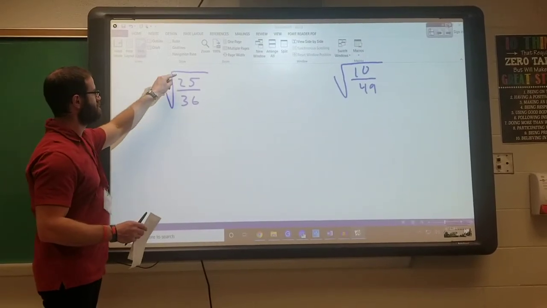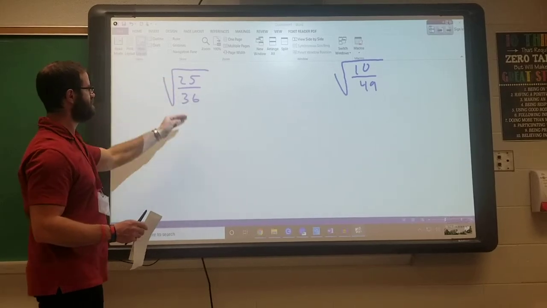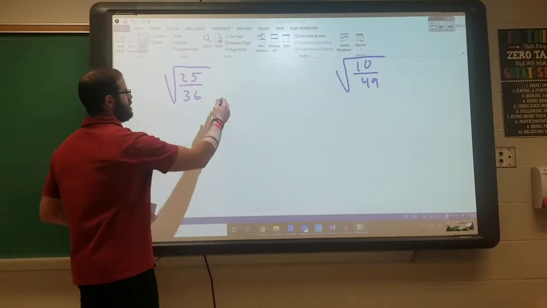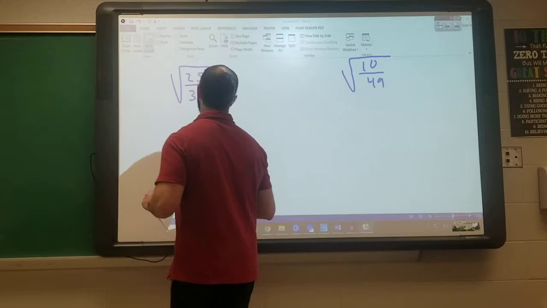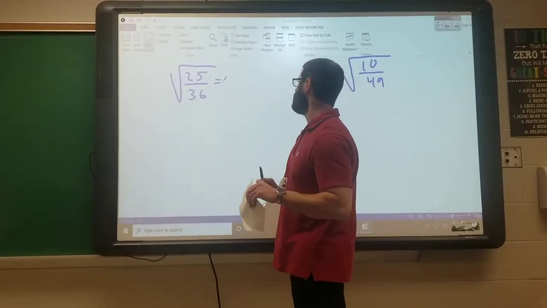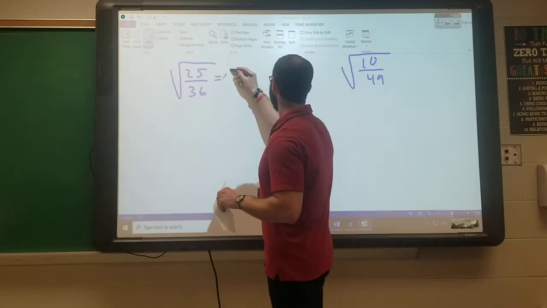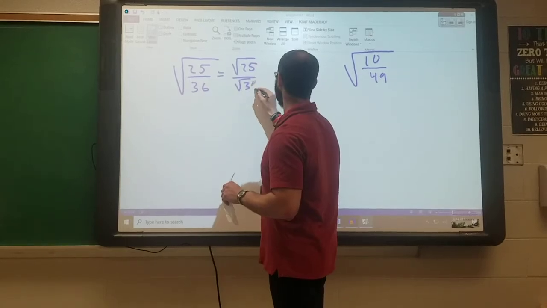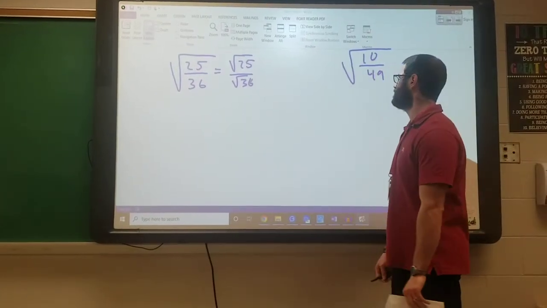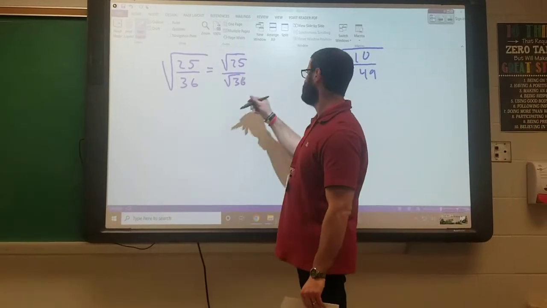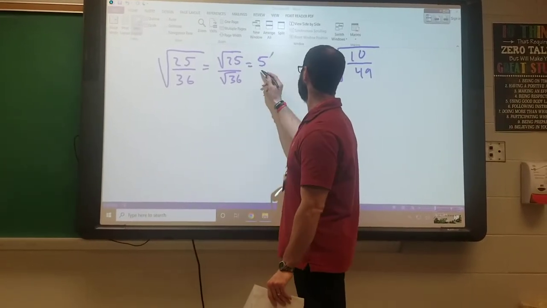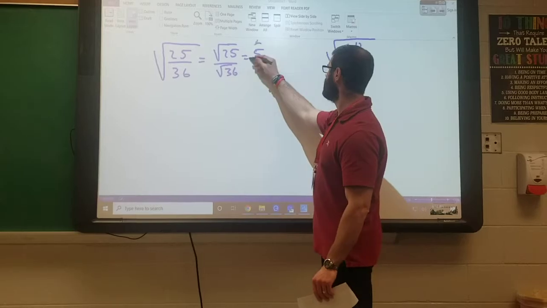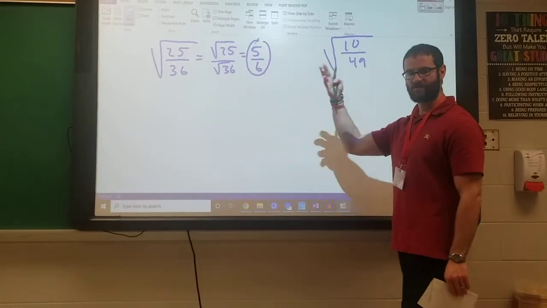So let's start with the square root of 25 over 36. What we should notice about 25 and 36 is that those are perfect squares, first of all. Another way we can write it is that when I have a square root of a fraction, I can write that as the square root of the numerator over the square root of the denominator. So square root of 25 over square root of 36. We know square root of 25 is 5, right? Square root of 36 is 6. So my answer there would be 5 over 6, or 5/6. And we want to keep those as fractions.